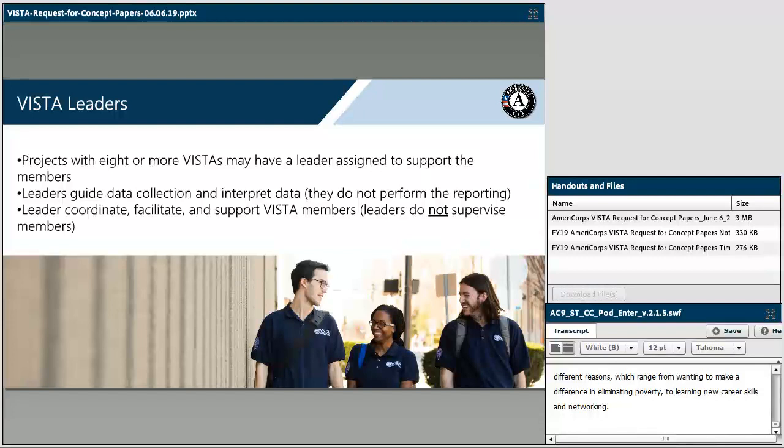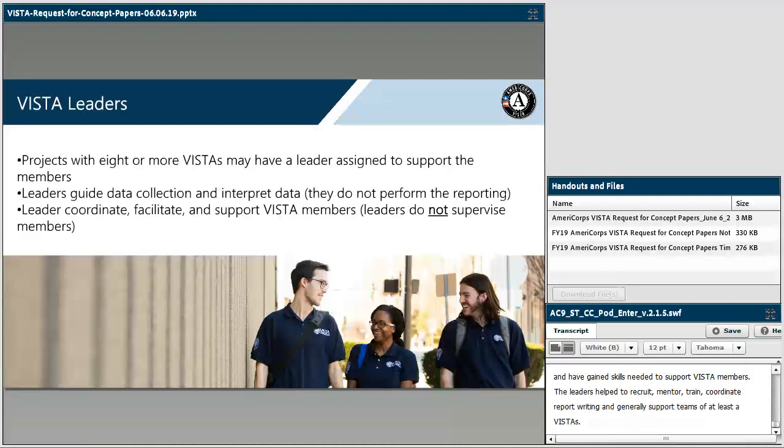VISTA leaders are also doing great work throughout the country. As leaders, they have already served as a VISTA member for at least a year, or they are a returned Peace Corps volunteer and have gained the skills needed to support VISTA members. The leaders help to recruit, mentor, train, coordinate report writing, and generally support teams of at least 8 VISTAs.